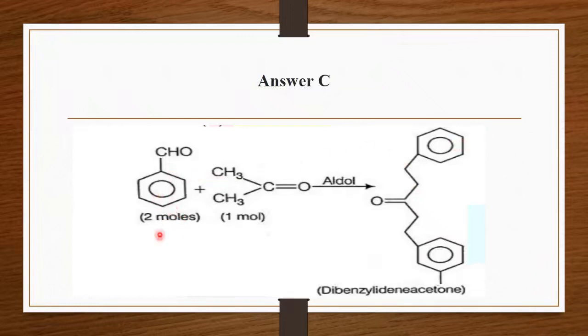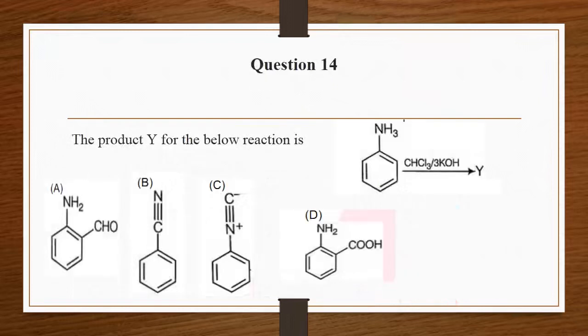Similarly, there are 2 moles of benzaldehyde. So the second mole reacts with the other CH3 group in the ketone, and eliminates a water molecule. So this CH3 group is converted, after aldol condensation, by eliminating water into CH2 benzene ring. So this molecule has 2 benzyl groups here. Dibenzylidene acetone.